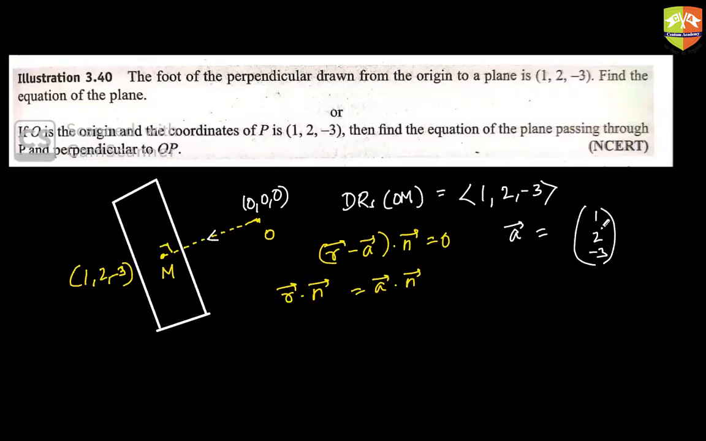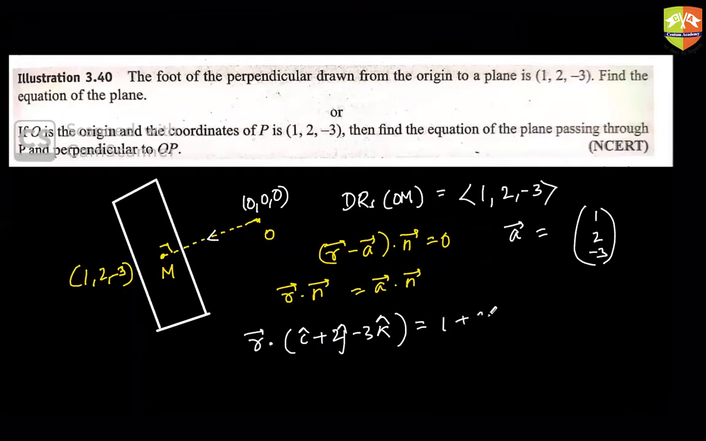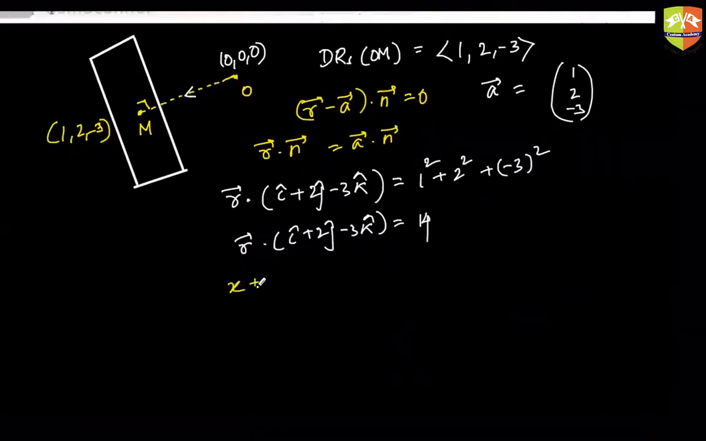By the way, I can represent a vector like this also. Fine. So no need to put i, j, k every time. But when you're using it in school, please confirm from your school teachers whether you can write a vector like a column matrix. Okay. So R dot N, where N is i plus 2j minus 3k, is equal to A dot N. So A dot N would be 1 square, 2 square, and minus 3 square. Correct. So R dot (i plus 2j minus 3k) is equal to 1 plus 4, 5 plus 9, 14. Okay. Write it in Cartesian form. It will become x plus 2y minus 3z is equal to 14.